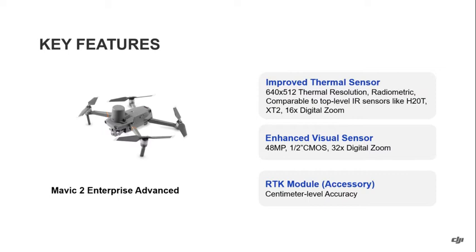And now it could support RTK module compatibility. After purchasing the standard package of Mavic Enterprise Advanced, which is without the RTK module, you could purchase the RTK module of it to achieve centimeter level accuracy when you are doing electrical grid inspection or oil and gas inspection, or even when you are using it to do some model reconstruction work.